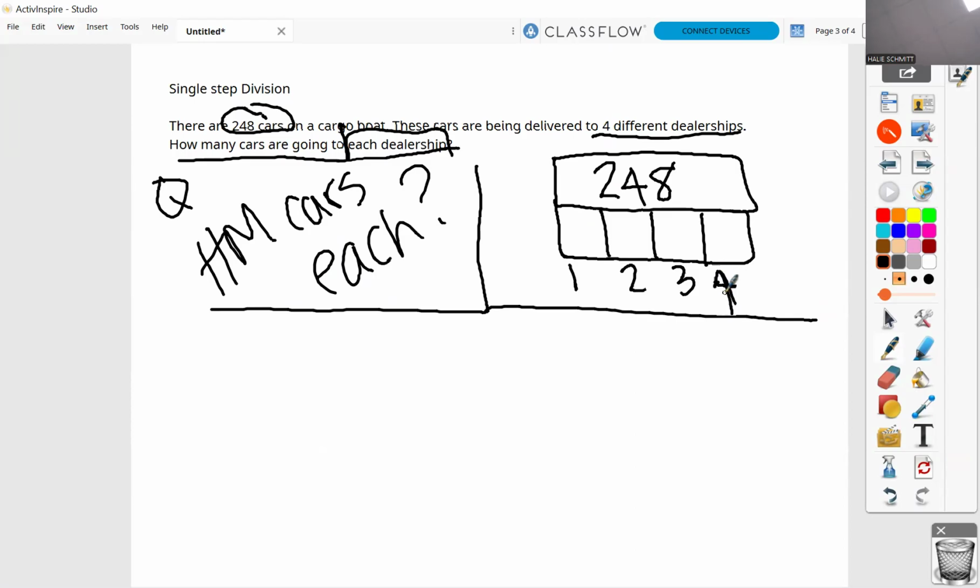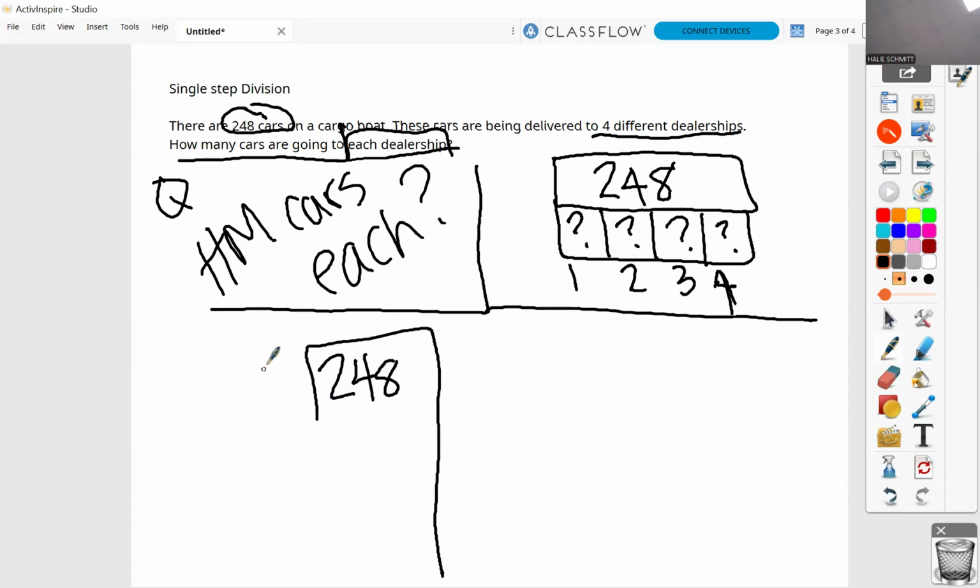Now, division happens when you have a total and you're trying to find a piece. We want to know how many are going to each dealership. So what we're going to do is we call this the big 7. We're going to put our total as our dividend, and we're going to put the number of pieces as our divisor.